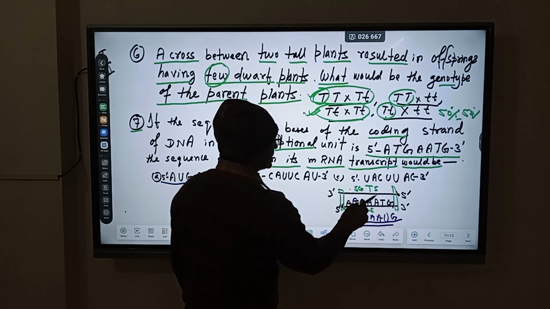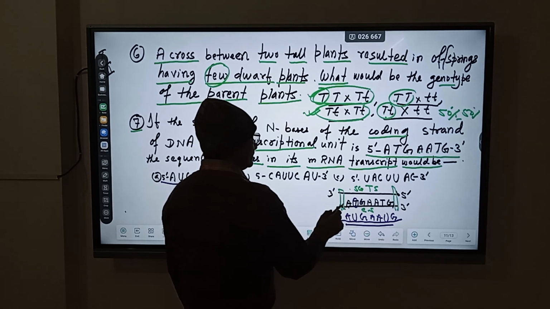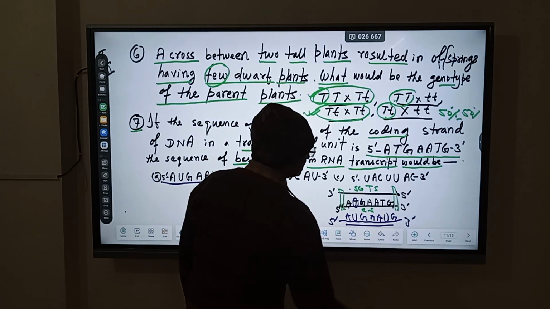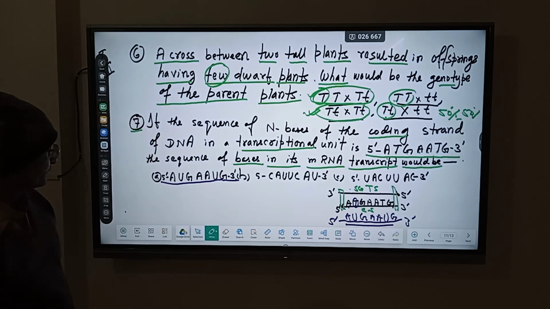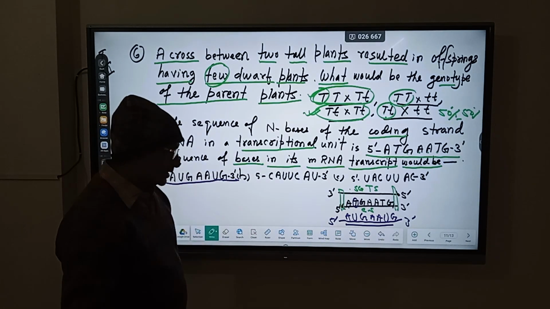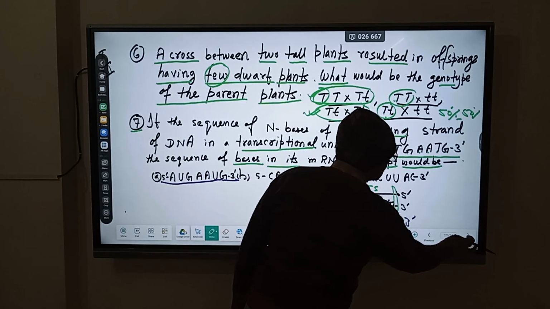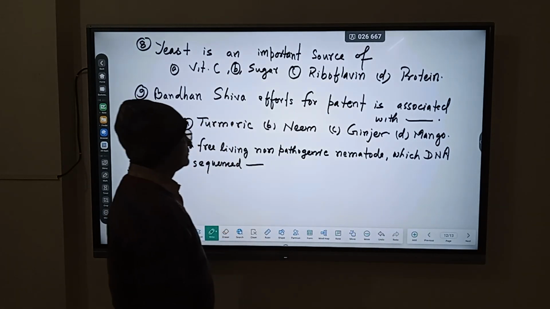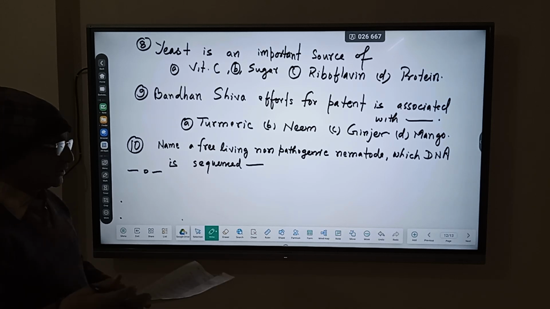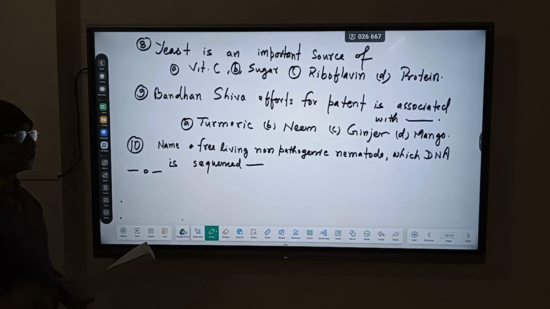Transcription always takes place in the 5' to 3' direction. So it will be 5' to 3' direction, we can also write. So if you understood this one, you can solve one question in NEET, and at least one or two questions, in many questions you can give related to this.